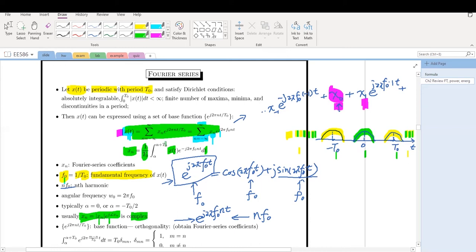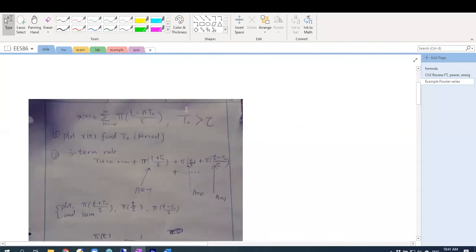So next, we are using an example to illustrate. In this example, we show how to calculate the Fourier series coefficient for a periodic signal. So x(t), in this example, equals the summation over n from minus infinity to infinity, n is an integer, of pi, we know pi is the rectangular function, with argument (t minus n T0) divided by tau. So don't confuse tau and 2 in my handwriting here. Assume that T0 is greater than tau.